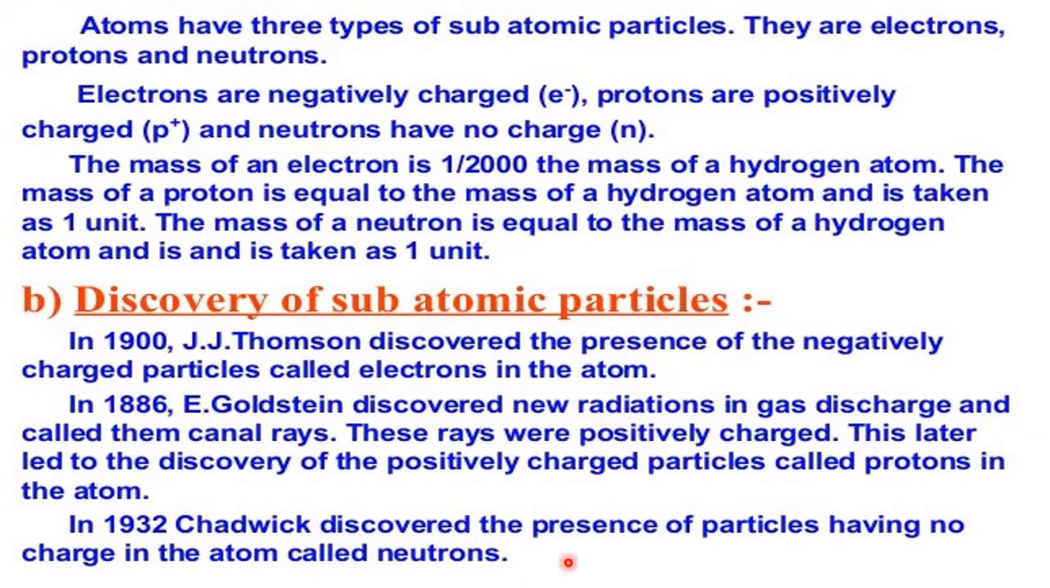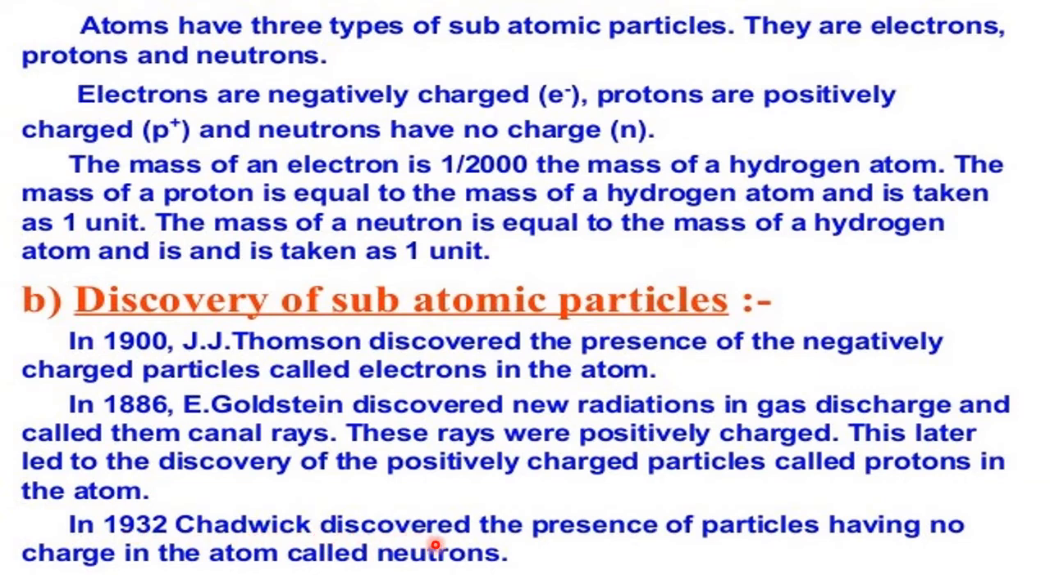In 1886, E. Goldstein discovered new radiation in a gas discharge and called them canal rays. So he found a radiation in a gas discharge tube, and then he found that there are some rays called canal rays, and these rays were positively charged. This later led to the discovery of the positively charged particles called protons in the atom. It was found in 1886 by E. Goldstein.